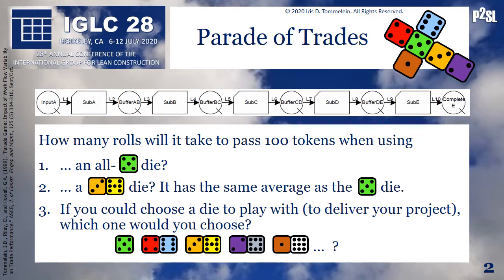The original game looks like this. 5 trades are lined up in a linear sequence, and they are to pass 100 units from the start to the end. The number of units they can pass in any given week is determined by the roll of a die. A number of alternative dice are available for each trade to choose from, each having an average roll of 5. A lesson learned from the game is that lower variability is better to reliably achieve an outcome. Of course, which die we choose for each trade depends on what the customer wants and on the dice available.